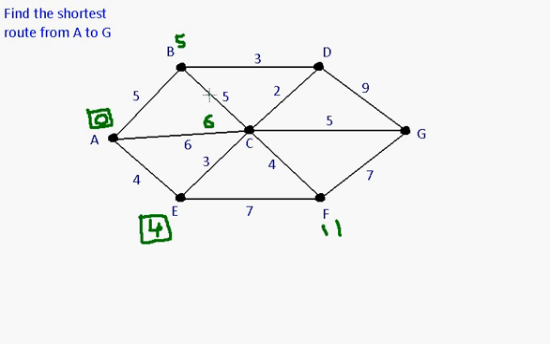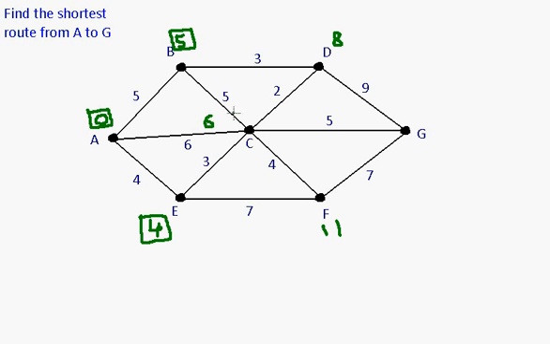So now I look at 5, 6 and 11, and the shortest of these, or the smallest, is 5. So I box 5. And now I look at all the routes coming out of B that I haven't yet travelled along. BD, 5 and 3 will be 8, so I can write 8. Now 5 and 5 is 10, which is still not better than 6, okay?